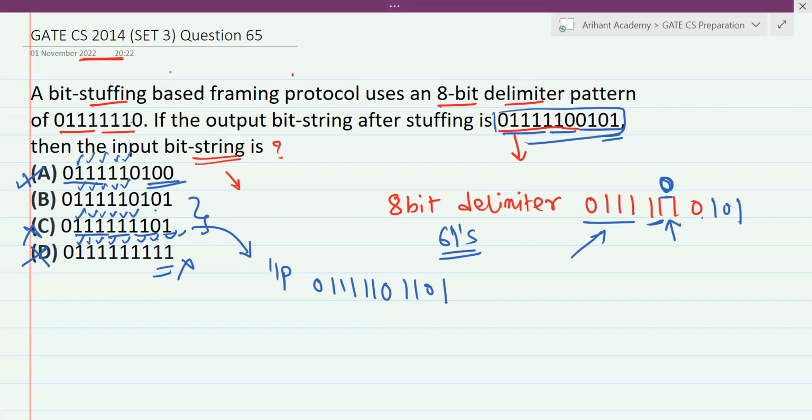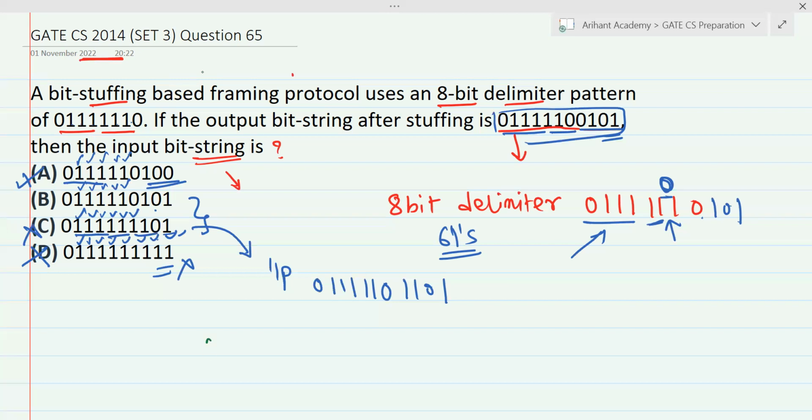Now let's observe option B, very important. 0 1 1 1 1 1 0 1 0 1. So here you can see 0 1 1 1, all 5 ones are there. After that I need to put the stuffed bit here. So I will put 0 here, and if I put 0 here, the rest of the part will remain the same, because again we are not having continuous 5 ones. So this is exactly equal to our output string.